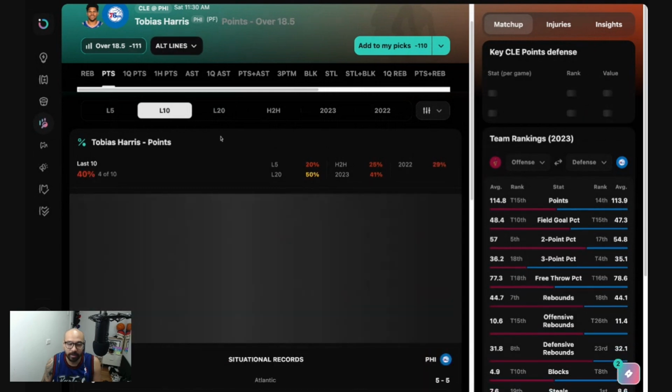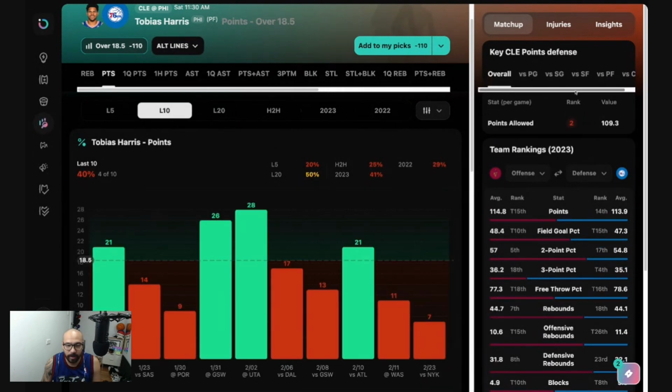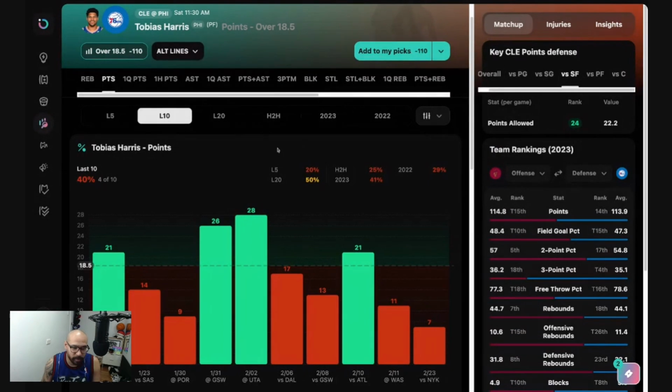But let's have a quick look at his points prop. I also like to filter by his position. So he's normally a 3 or a 4. So he could have a good or a bad matchup depending on how the lineup is. So you've got to take both into consideration. Points prop wise, he's hit this in 4 out of his last 10 though. So that doesn't get me excited whatsoever.